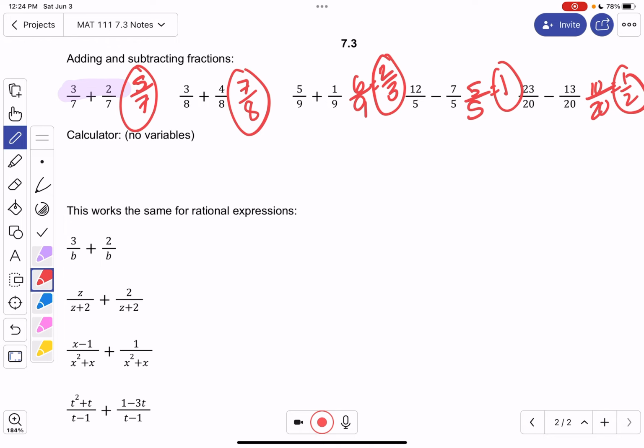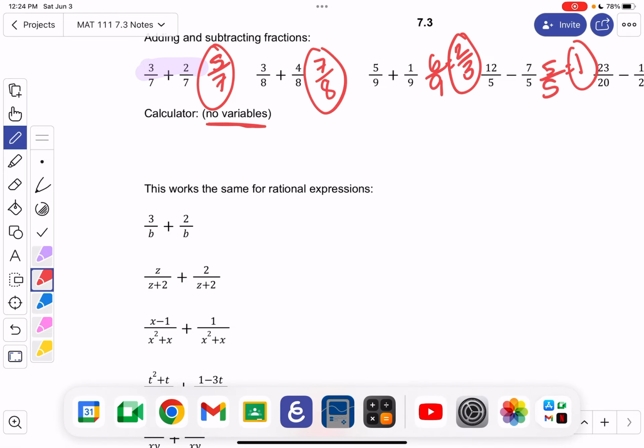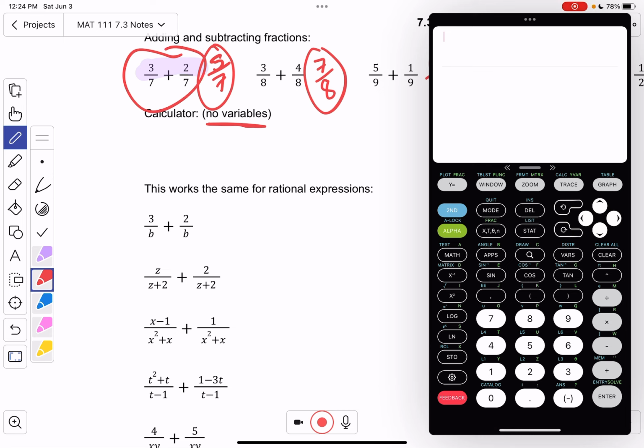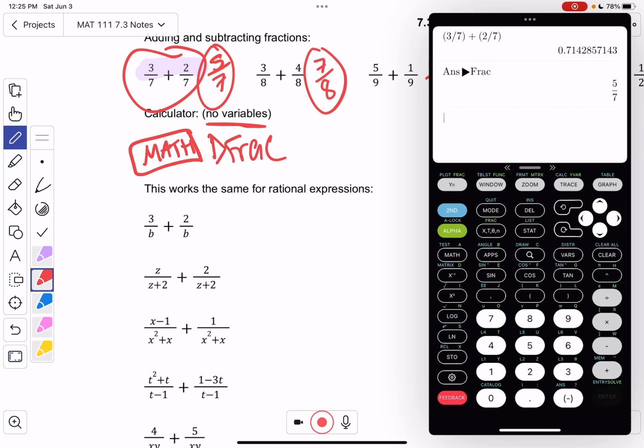So it's pretty straightforward. On your calculator, you can actually enter fractions and get it in lowest terms as long as there's no variables. So let's say we're doing this one here. If I do each fraction with a division sign in parentheses, I have 3/7 plus 2/7. And then if I hit enter, I get a decimal. But if I hit the math button and then enter for that, turn it into a fraction, then it'll give me that fraction in lowest terms.